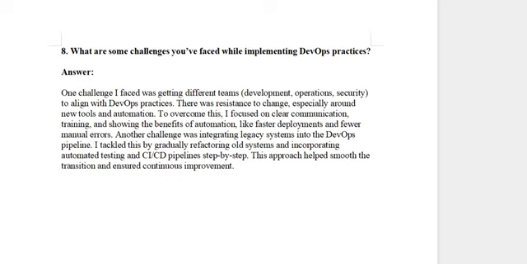To overcome this, I focused on clear communication, training, and showing the benefits of automation, like faster deployments and fewer manual errors. Another challenge was integrating legacy systems into the DevOps pipeline. I tackled this by gradually refactoring old systems and incorporating automated testing and CI/CD pipelines step by step. This approach helped smooth the transition and ensure continuous improvement.